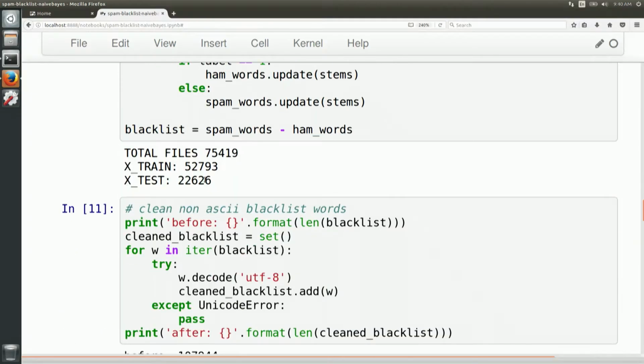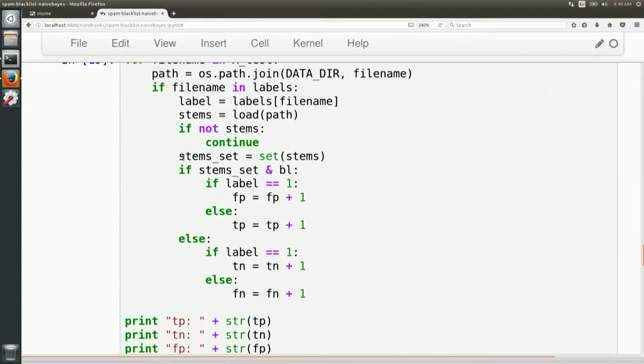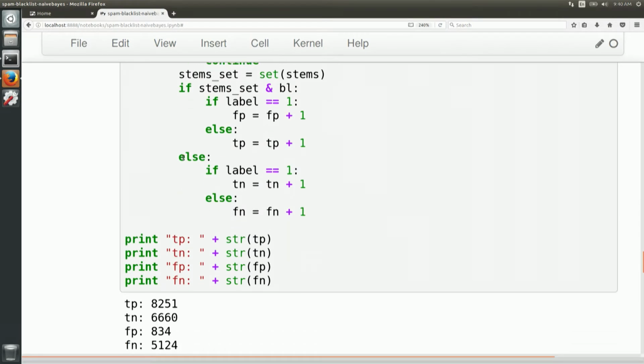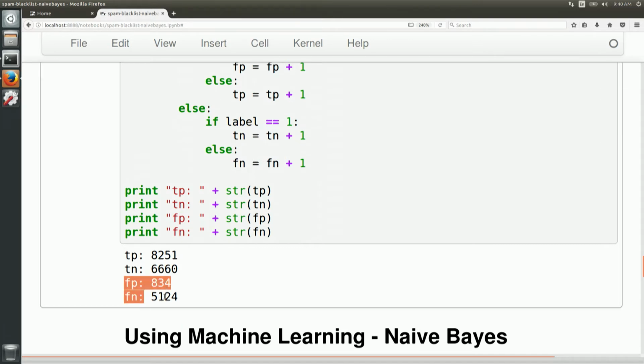Again, this is a very rudimentary, very crude way of finding the blacklist, but it's a good estimation for showing at least what this can do. You can see we're building the spam words minus ham words set. And we can see that here we have a blacklist, and we're just labeling the test set. True positives and true negatives are TP and TN, and false positives and false negatives are FP and FN. So again, our accuracy will be these two numbers divided by all the emails.